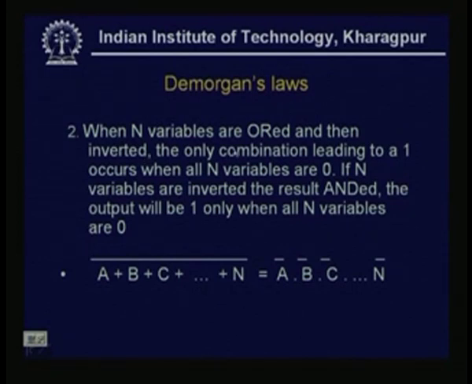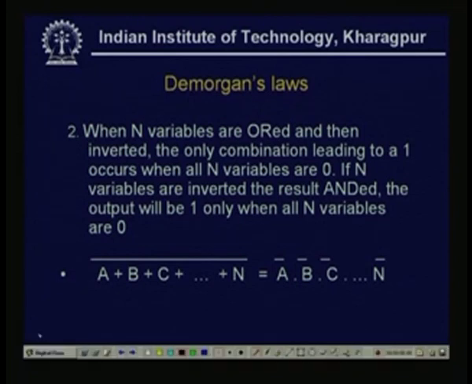See, when n variables are ORed, totally reversing. Now, here the n variables are first ORed, that means the OR operation of the n variables, and the only combination leading to a 1 occurs when all n variables are 0. So, again this is, then it is inverted. And what do we mean by this term? The only combination leading to a 1.